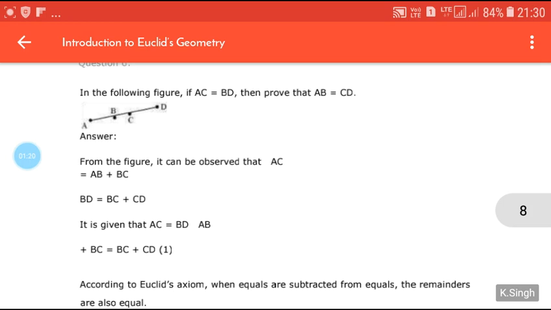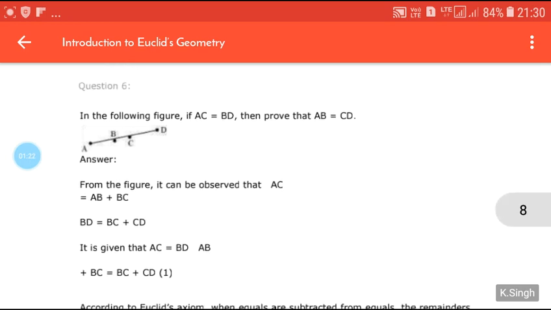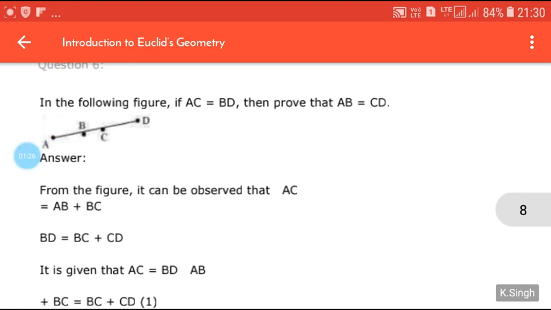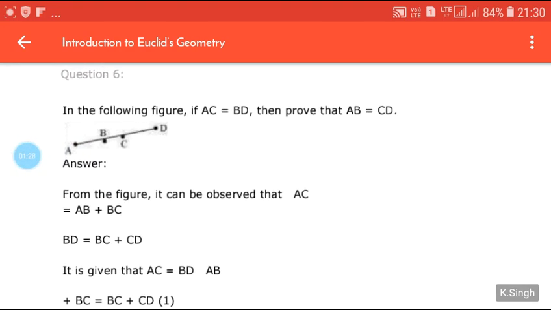Now see, question number 6. Here, our next question is, in the following figure, if AC is equal to BD, what is given to us? If AC is equal to BD, then prove that AB is equal to CD. Here, it is already given AC is equal to BD. We have to prove AB is equal to CD.